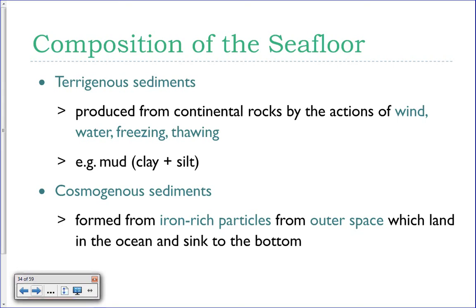And cosmogenous: when meteors come through the atmosphere, the atmosphere protects us and burns up those meteors. But those particles of the burned up meteor fall out into the water, are heavy, and fall to the bottom. And so we have pieces of outer space on the ocean floor. Kind of cool.